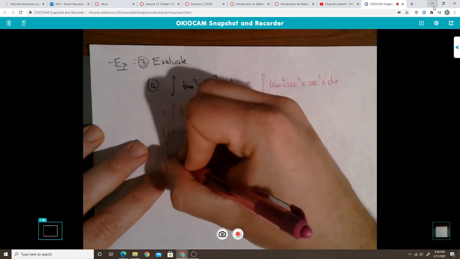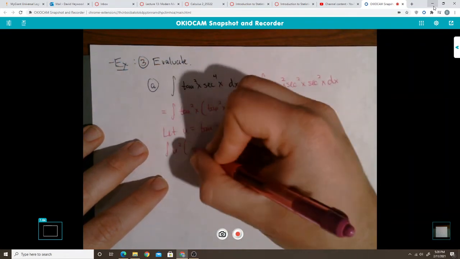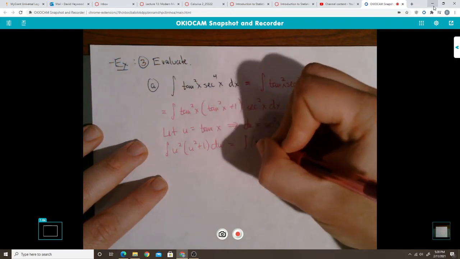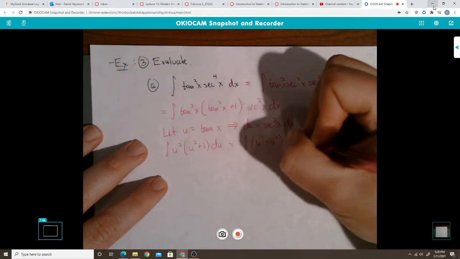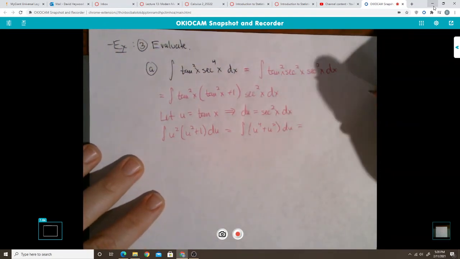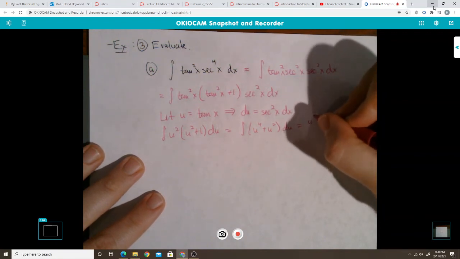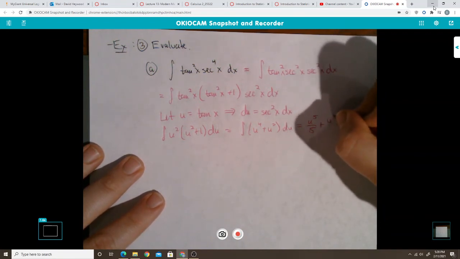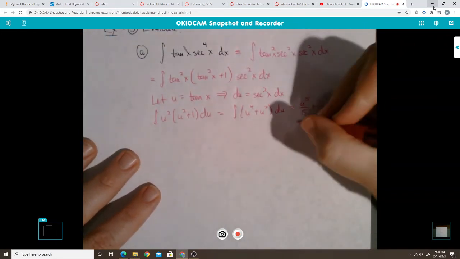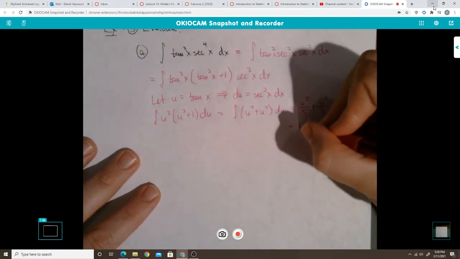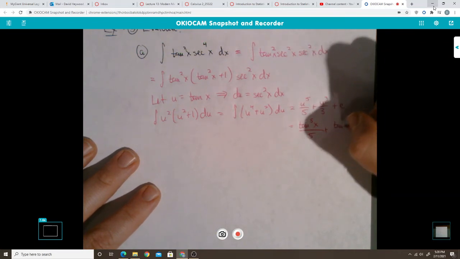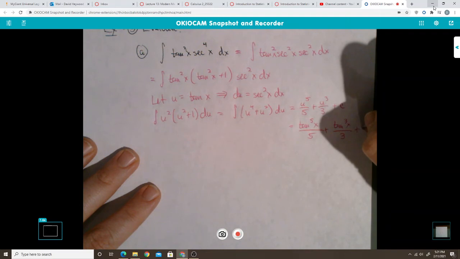And so you're going to have u squared times u squared plus 1 du. Or in other words, u to the fourth plus u squared du. And the rest is history, right? I haven't finished any yet, so maybe I'll finish this one. U to the fifth over 5 plus u cubed over 3 plus c. And u was tangent x. So this is tangent to the fifth x over 5 plus tangent cubed x over 3 plus c.